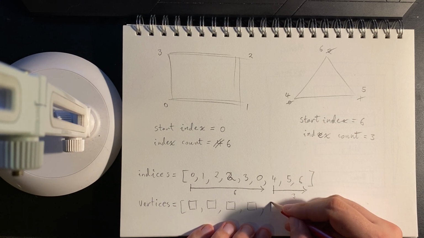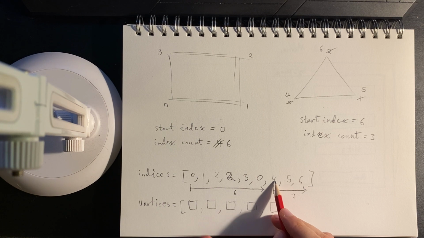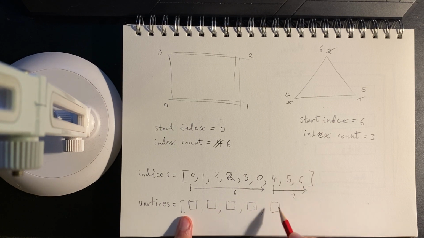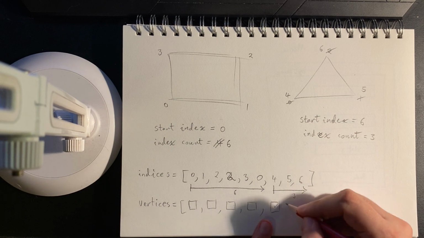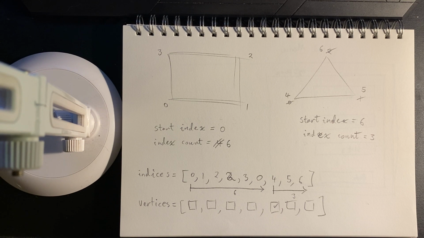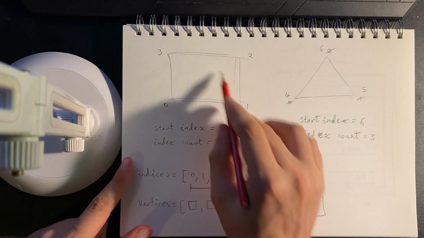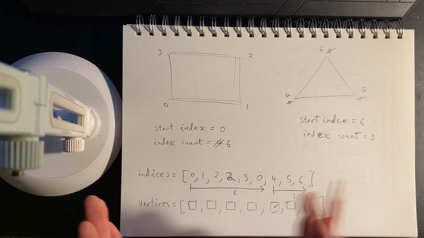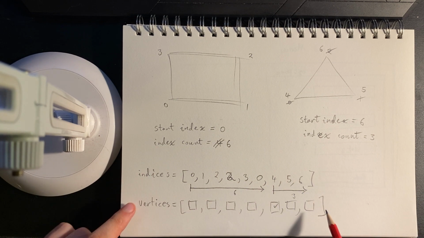And of course, now the first one is going to be 4. So 0, 1, 2, 3, 4. That's the new triangle position. And that's sort of how we do it. So this has been an overview of what indexed rendering is, and how we might want to take a number of shapes and compress them together into larger lumps of data.